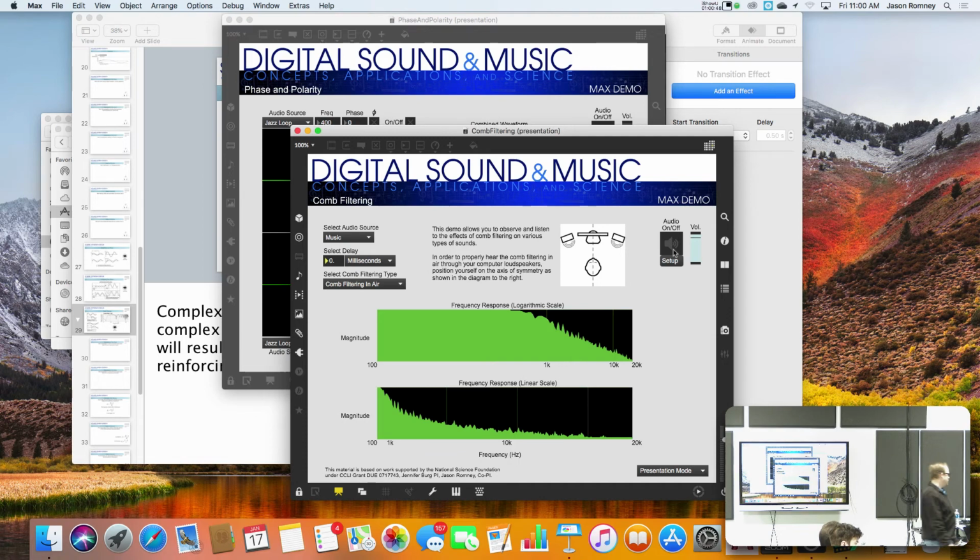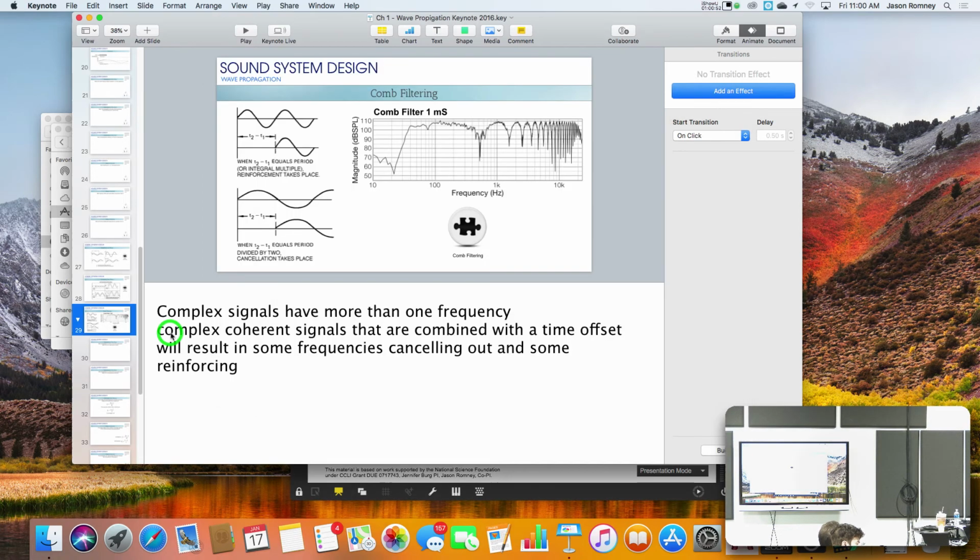Okay. All right. So let's see if we can. It turns out you can predict comb filtering. Maybe you've realized this by now. You can predict it. Oops, my remote is not working. All right, we'll go back in.